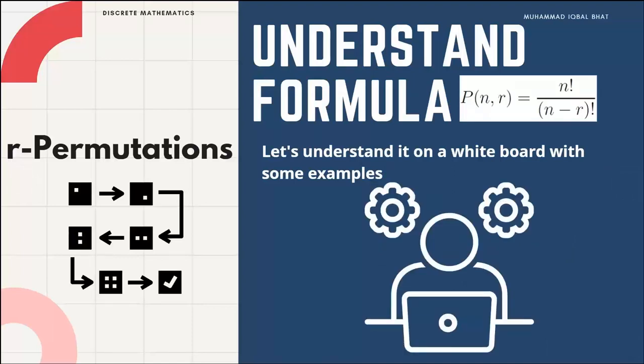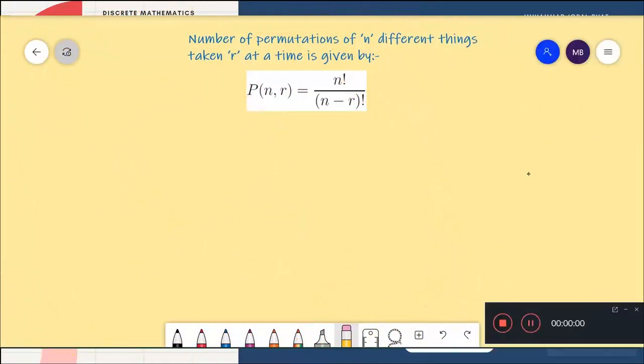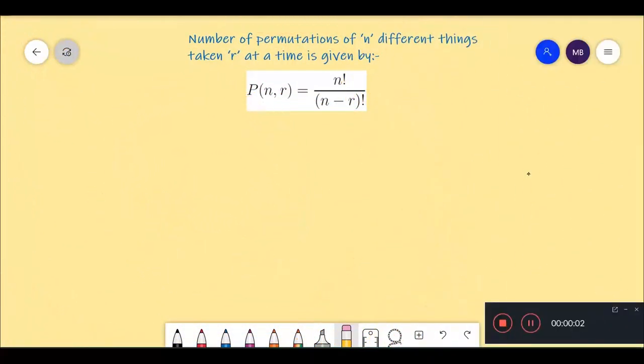Now let us understand it on a whiteboard with some examples. Now let us understand this formula of permutations. We know that the number of permutations of n different things taken r at a time is given by this formula. Now let us see this with the help of an example.